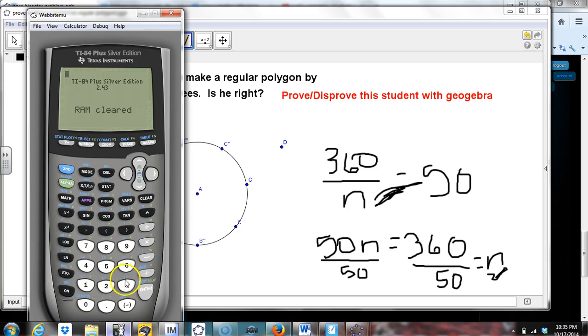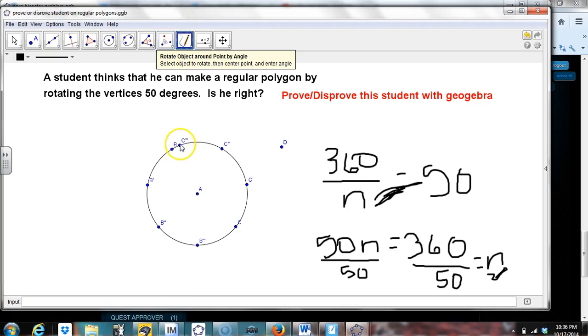So if we take 360 divided by 50, 7.2. So notice we have that 0.2 sides. That's that extra 10 degrees right here, right? So the algebra is another way that we could use to argue if it's going to make a polygon or not. So in this case, no, the student would be incorrect.